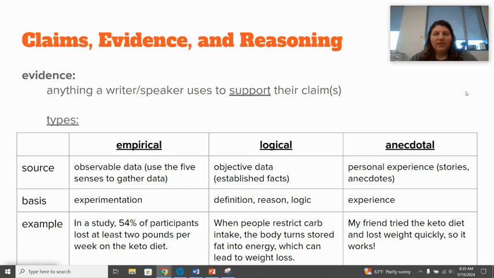Logical evidence is objective. The difference between objective and subjective is that subjective is more based on opinion. Objective is factual. So these are established facts. These are things that people just know to be true. We could go look it up somewhere, but generally we just know this to be true, right? Something as simple as the sky is blue. We can look outside, we know the sky is blue. The basis for logical evidence is definition, reason, and logic.